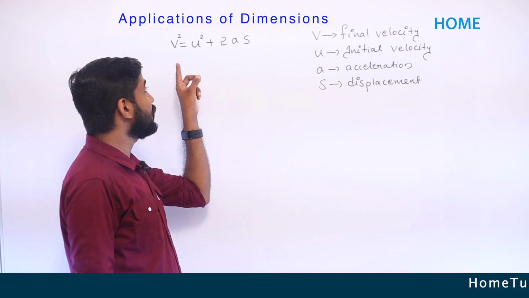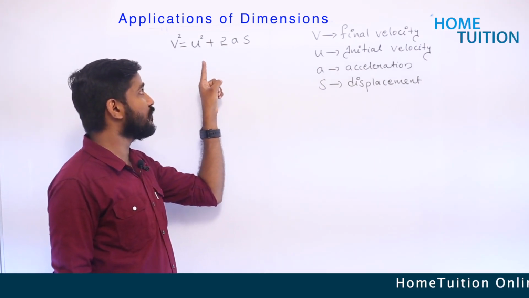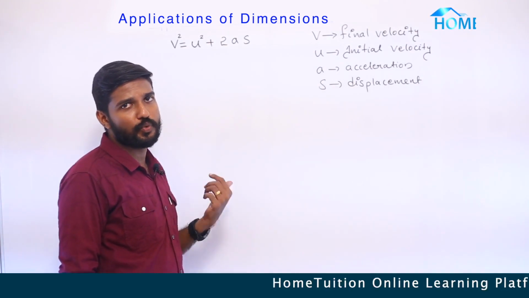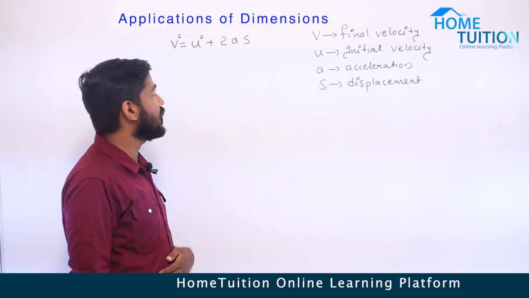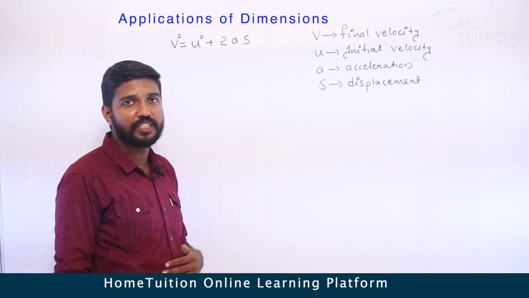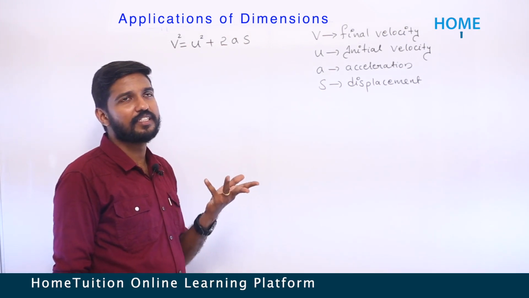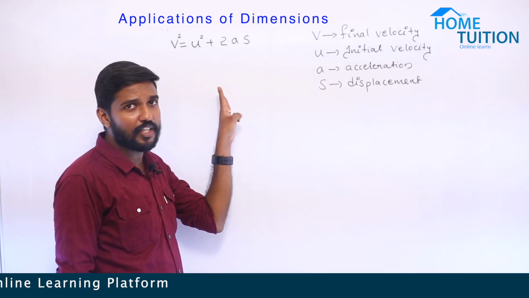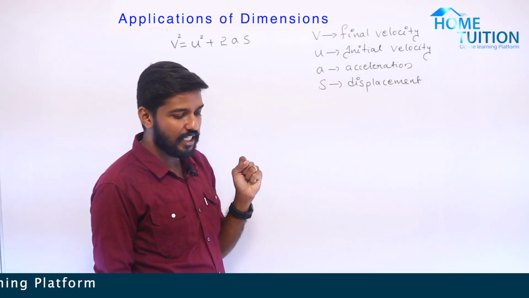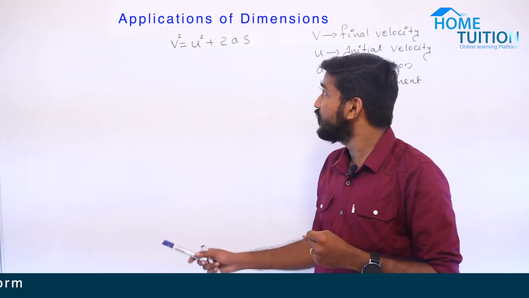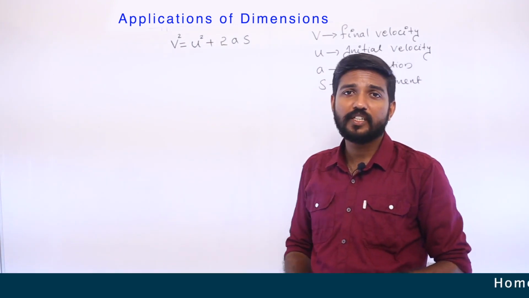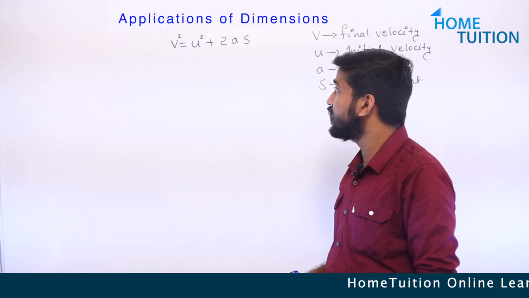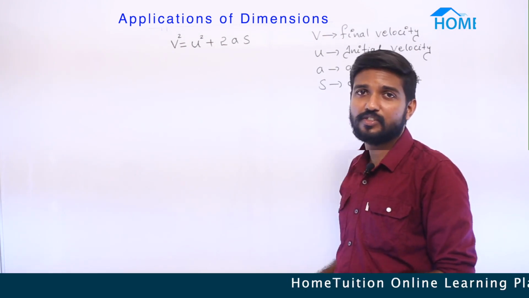We have an equation here, v square equal to u square plus 2as. You have already seen this equation in your 9th or 10th standard, I don't remember actually. This is the third equation of motion, v square equal to u square plus 2as. How many terms? There are actually 3 terms: v square, u square and 2as.